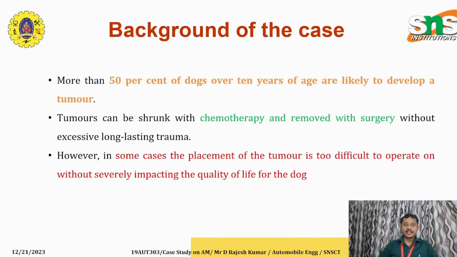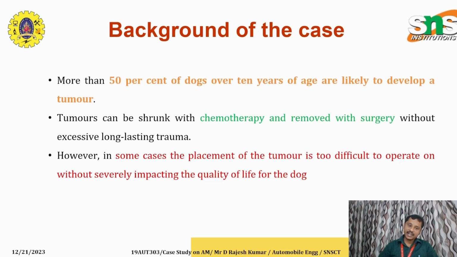So the background of the case, as I already told, is that 50 percent of dogs over 10 years of age are likely to develop a tumor. Here in this case, the tumor can be shrunk with chemotherapy, which is a procedure followed for cancer. So through chemotherapy, the tumor can be reduced, or else the specific part of the affected area can be removed. So this is the background.